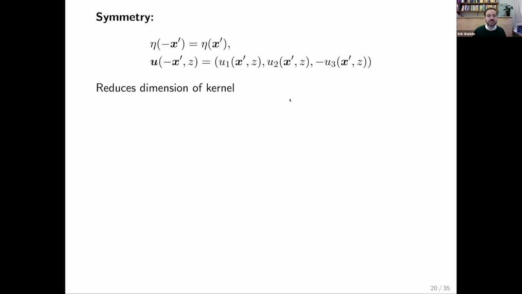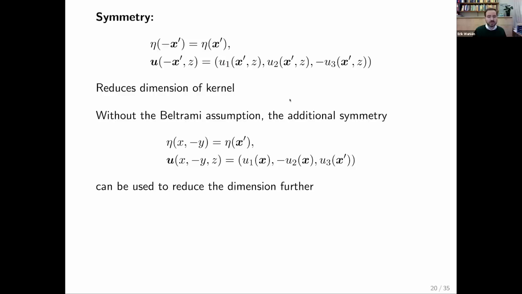So we use these symmetries to reduce the dimension of the kernel. In the irrotational case, as I said, there is an additional symmetry, which you can use to reduce the dimension of the kernel even further. And that's what Reeder and Shinbrot used. So you can get bifurcation from a one-dimensional kernel, and that's not possible here. Okay, so there you have the symmetry.